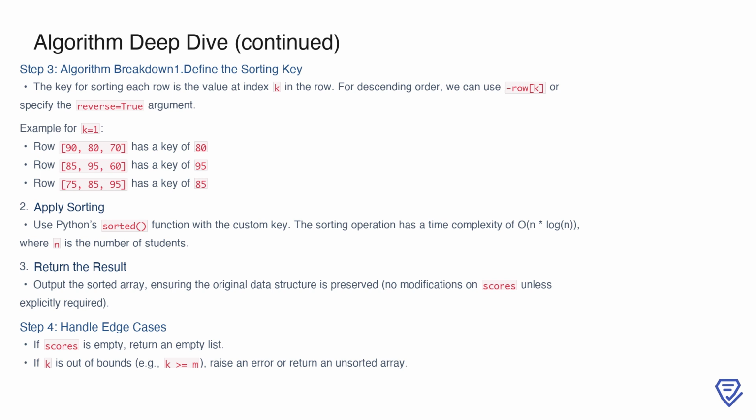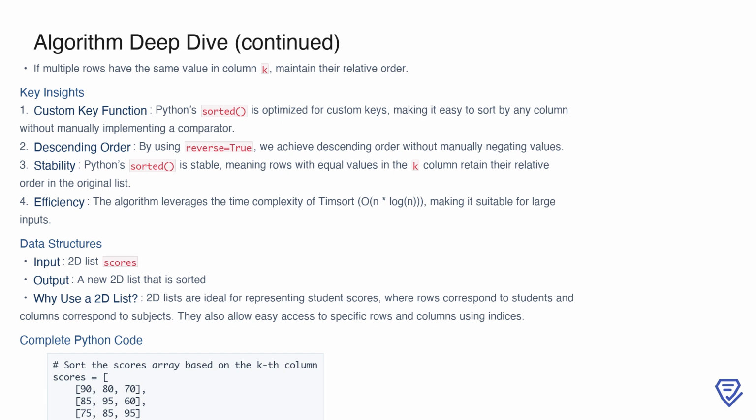The sorting operation itself has a time complexity of O(n log n), making it efficient even for a large number of students. Finally, after sorting, we return the resulting 2D array. It's also important to handle edge cases, such as when the input array is empty or when the value of k is invalid, like being out of bounds for the number of columns. One important aspect to address is what happens when multiple rows have the same value in the KTH column.